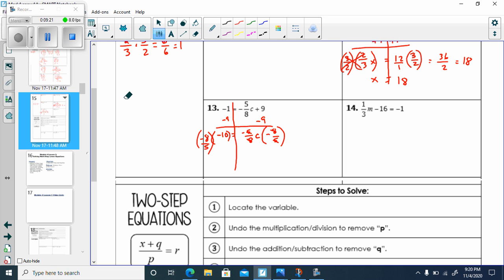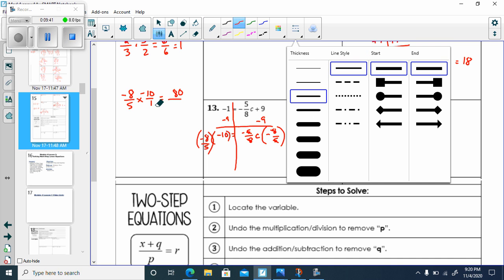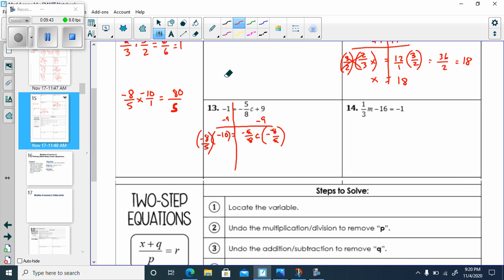Okay? Let's do that over here. -8/5 times 10, which is 10/1, would give me -80. I'm sorry, there's a negative there, so that's a positive 80 over 5, okay? And 80 divided by 5 would give you 16, okay? So here, our c is equal to 16.